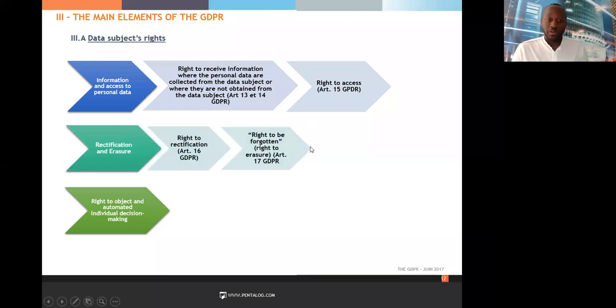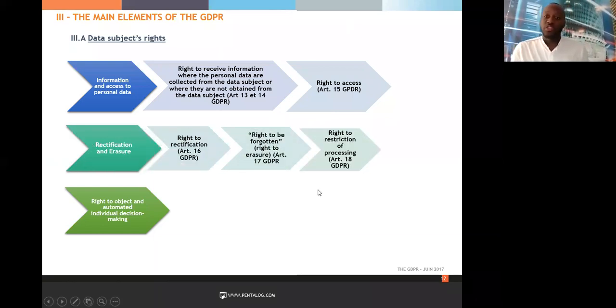And the right to be forgotten. This is the right to erasure, Article 17 of the GDPR. The data subject can go to the controller or processor and ask them to delete all the data they have on them. But if you want to see the exceptions, check Article 17. It's not a general right to be forgotten. It's a right, but with a few exceptions.